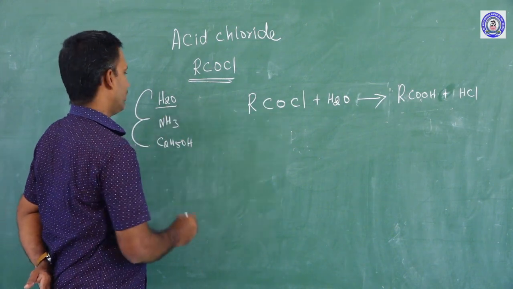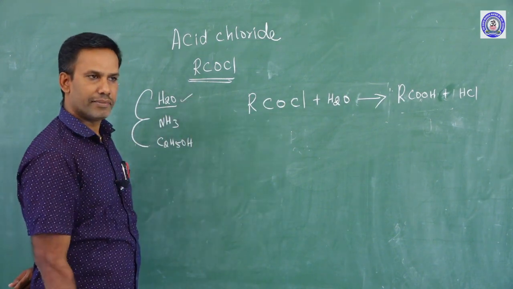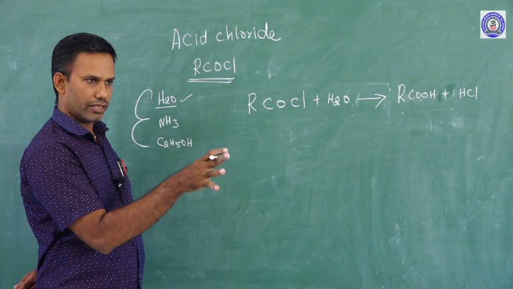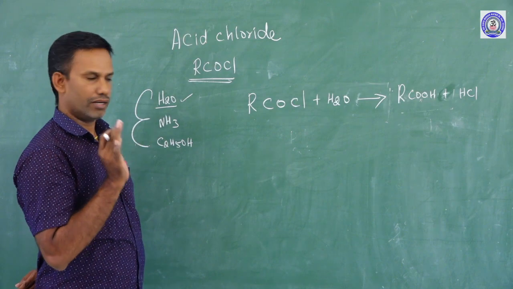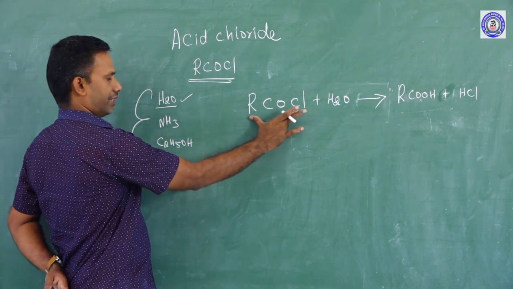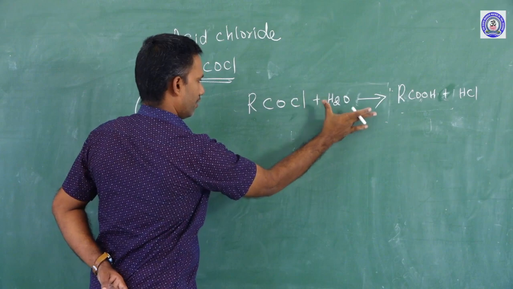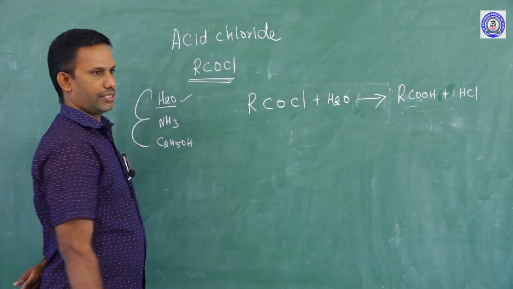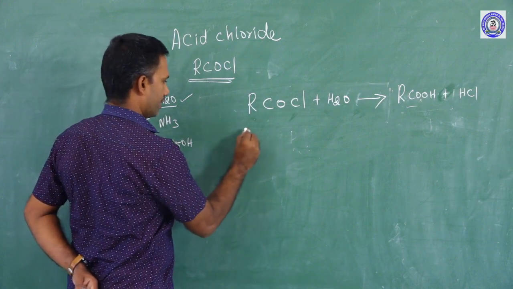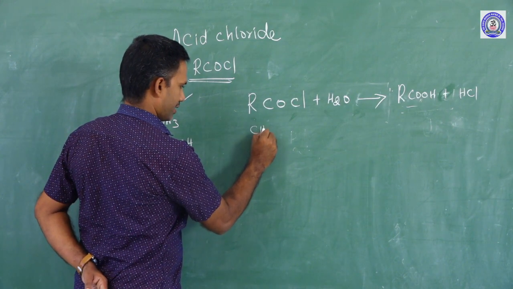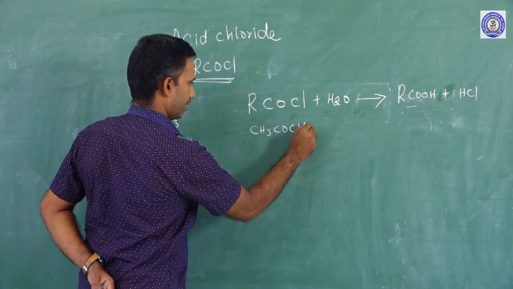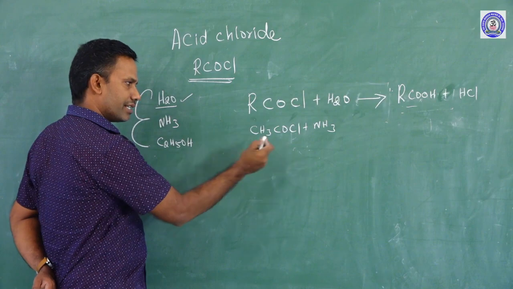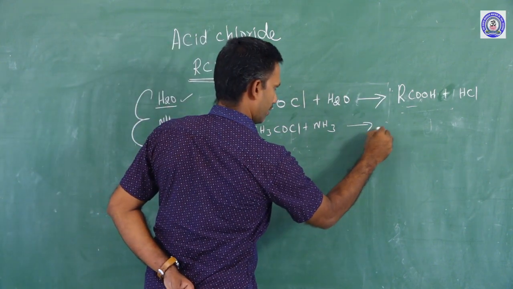First, treating with water. This process is nothing but a hydrolysis. Any organic compound cleaved by water, the process is known as hydrolysis. Here, we have taken acid chloride, and water is taken; it is converted into acid. Then treatment with ammonia. For example, we can take acetyl chloride and ammonia. When it is treated with ammonia, it gives amide.